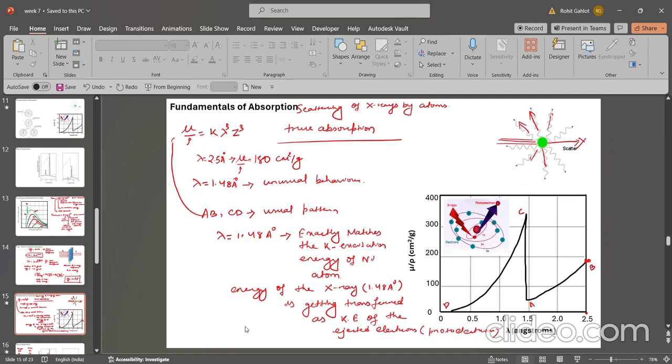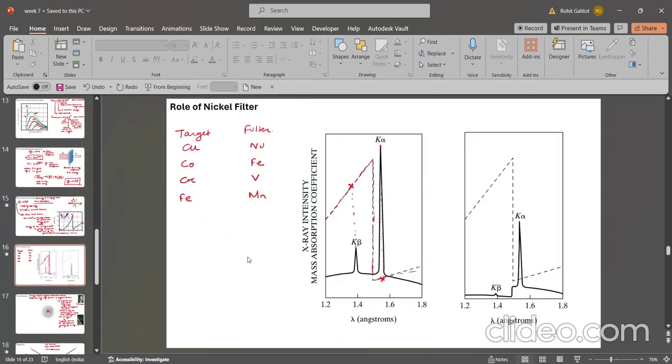Okay, so now the role of the nickel filter. If your target is copper, then a nickel filter is utilized. If your target is cobalt, then an iron filter is utilized. If your target is chromium, then a vanadium filter is utilized. And if your target is iron, then a manganese filter is utilized. So depending upon the type of target, your filter also changes. Okay, so this is how the role of the filter is determined.